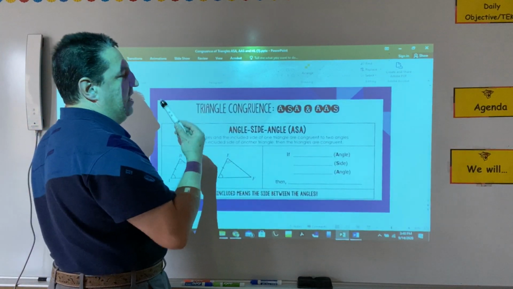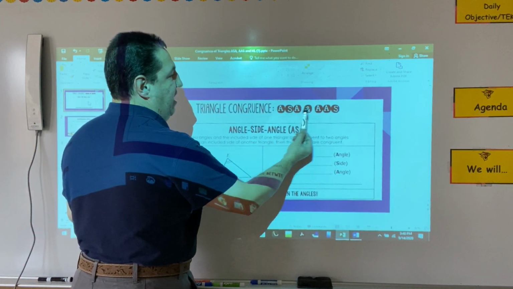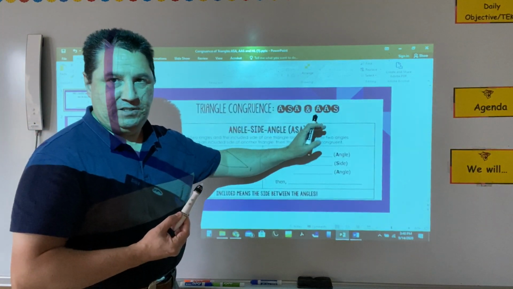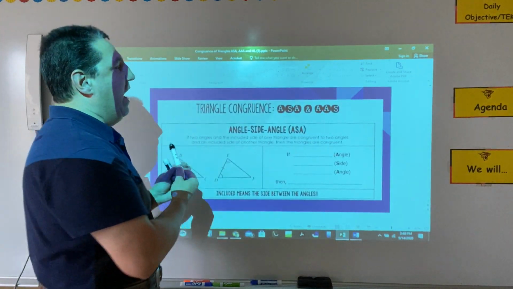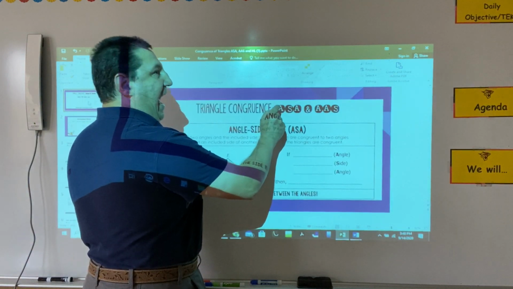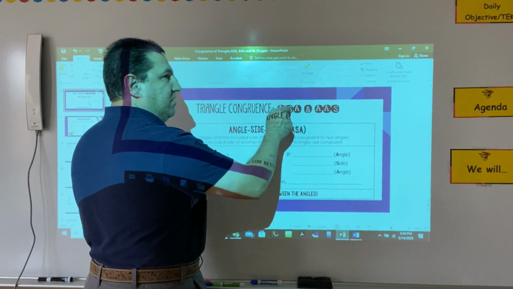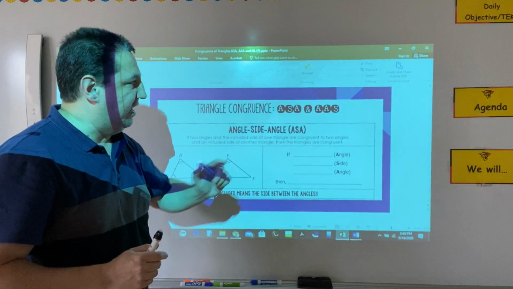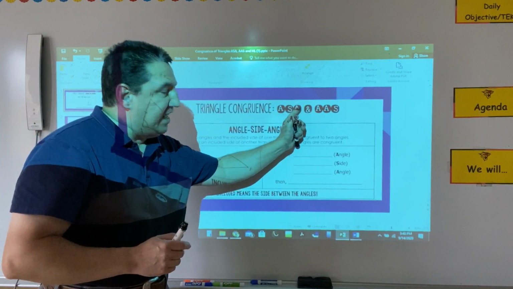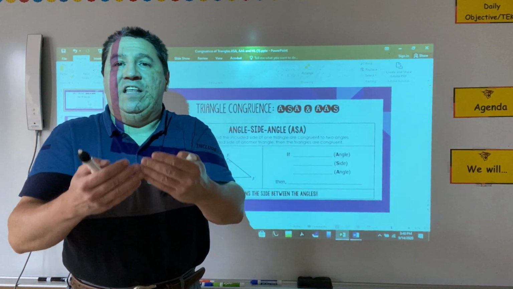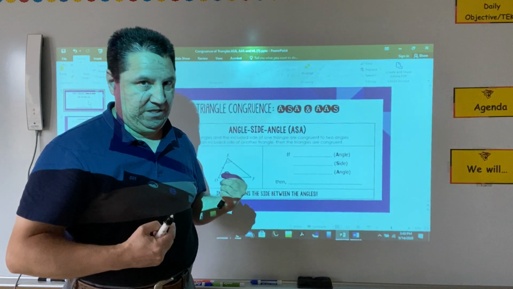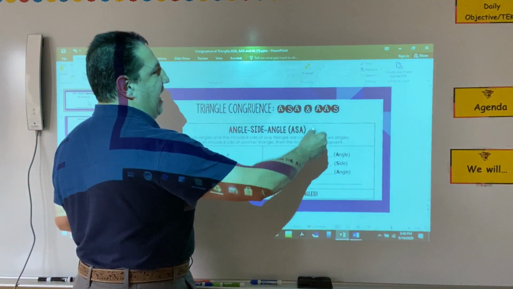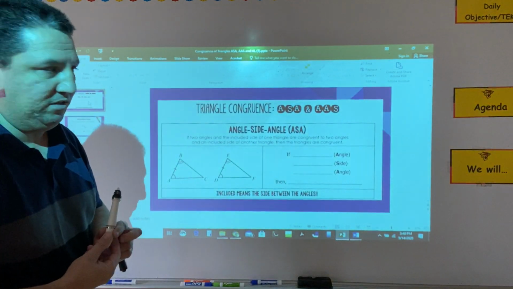These combinations are ASA and AAS. But for now, we'll talk about the first one, ASA. Now, A stands for angles. S stands for side. As I said in the previous lesson, each of these letters represent a pair of corresponding sides. Good. Now, what does ASA case state?